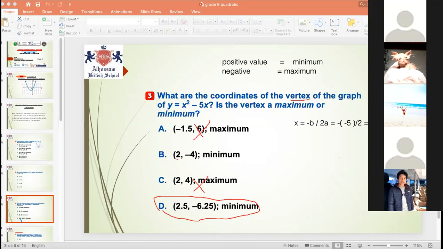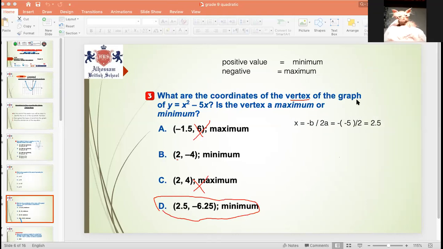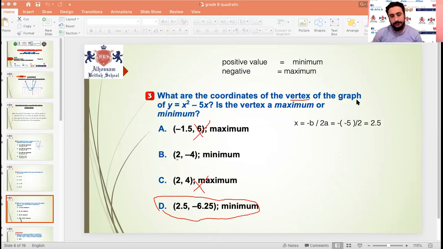Let me ask Noha. Noha, did you get this example? Yes. So if x power 2 is positive, then it has a minimum or maximum? Minimum. Thank you.